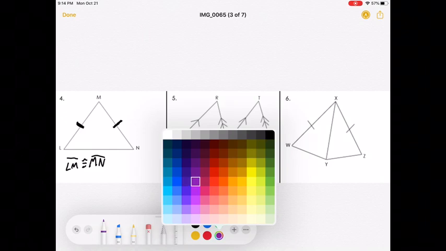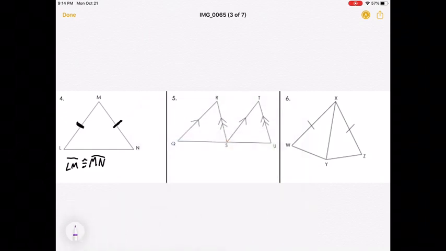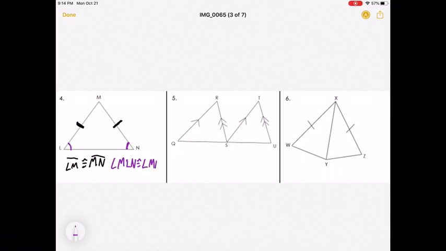So as we learned last class, if you have isosceles sides, that means you have isosceles angles. So you could say that angle MLN is congruent to angle MNL, and you could say the reason being isosceles triangle. So because you know that's an isosceles triangle, those are isosceles angles. Okay, number 5 is a little bit trickier.